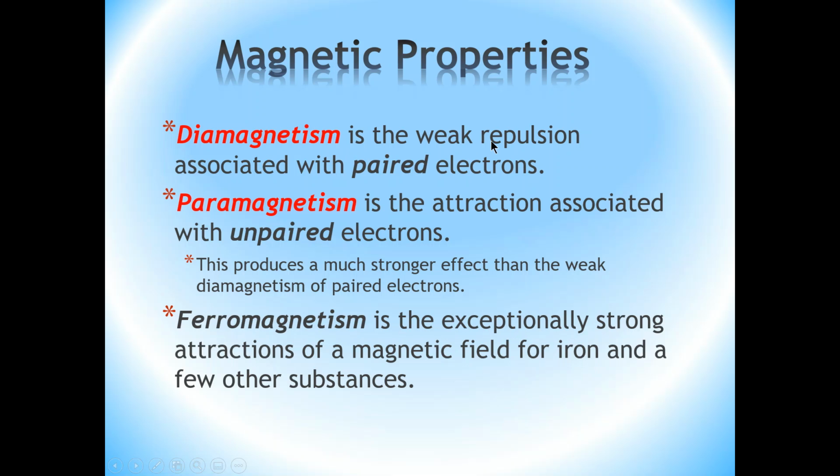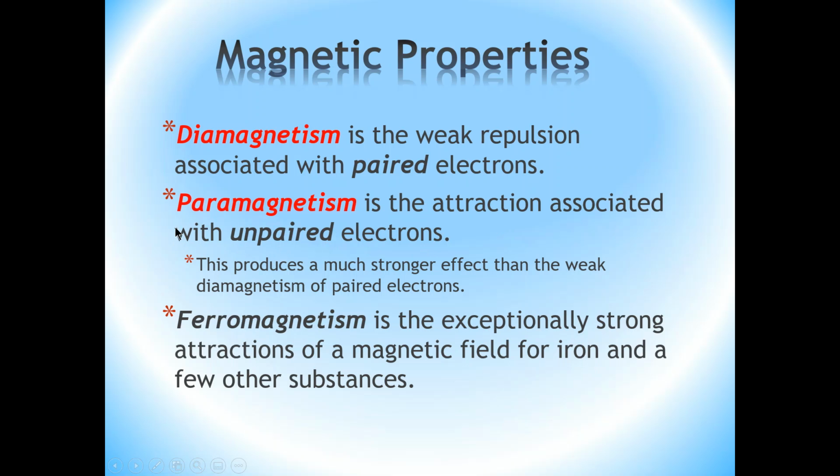Diamagnetism is basically the weak repulsion that an atom or atoms will have for a magnetic field, and that is associated with paired electrons. Paramagnetism, on the other hand, is basically the opposite. It is the attraction of atoms to a magnetic field where there are unpaired electrons, right? So it's associated with unpaired electrons. When you think of paired electrons, diamagnetism would be the type of property displayed. In the case of structures which contain unpaired electrons, paramagnetism would be the type of property displayed.